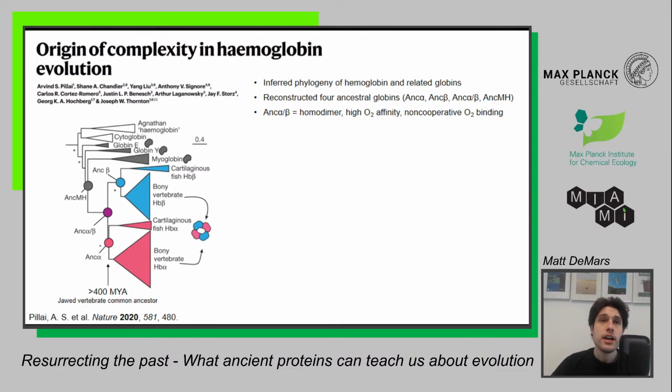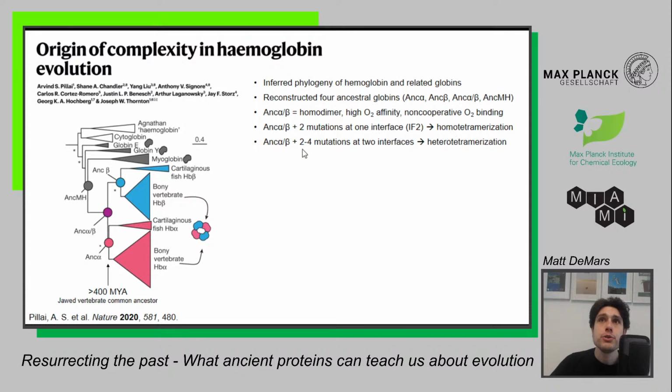So this ancestor, alpha/beta here, they found by expressing it and testing its biophysical properties that it's a homodimer instead of a homo or heterotetramer, and it binds O2 with high affinity non-cooperatively. However, if you introduce just two mutations into this ancestor at one of the interfaces, now you acquire the ability to form a homotetramer.